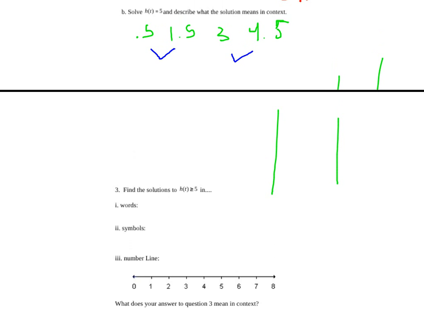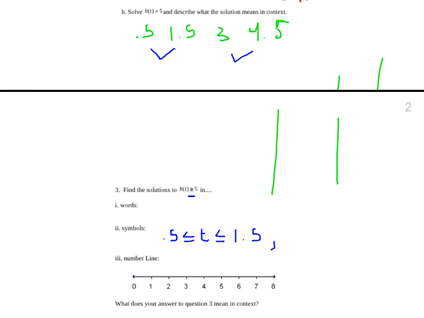In symbols, we would write this using the inequality symbol. Okay, so we're in between values, but we're also going to include when we're exactly at 5 feet. So we will write our first interval as 0.5 is less than or equal to the time, which is less than or equal to 1.5 seconds. That's the first interval in which we are greater than or equivalent to 5 feet above the ground.